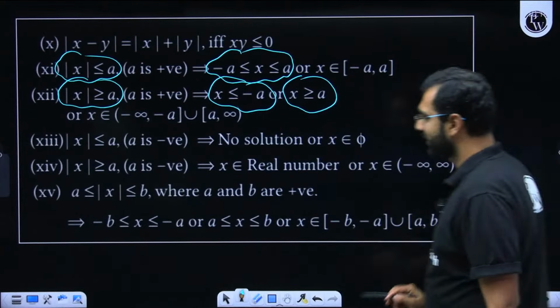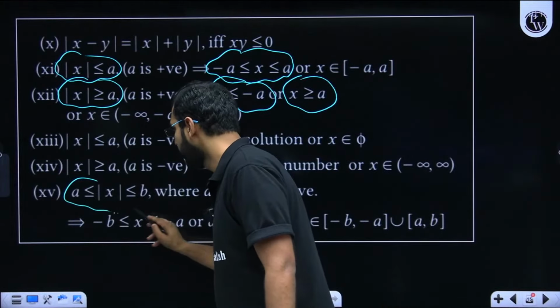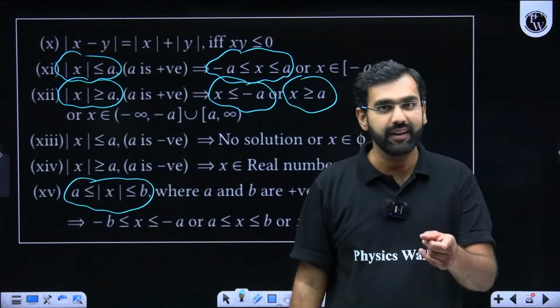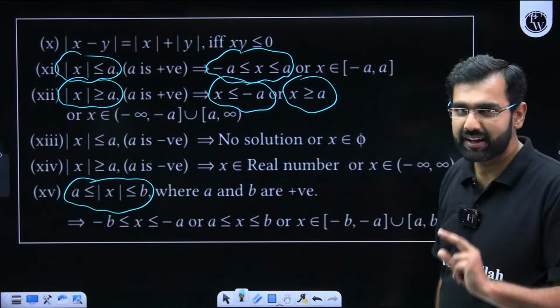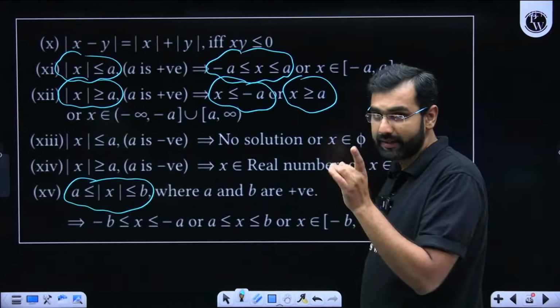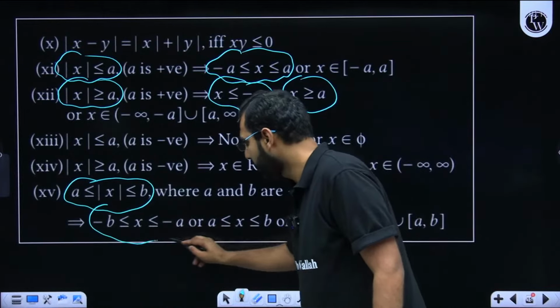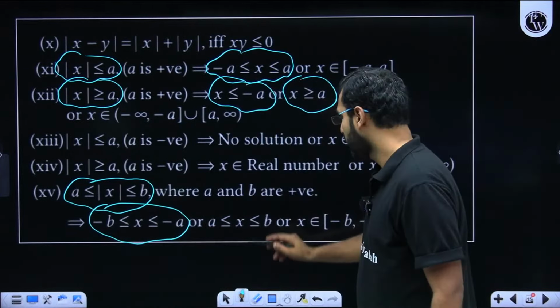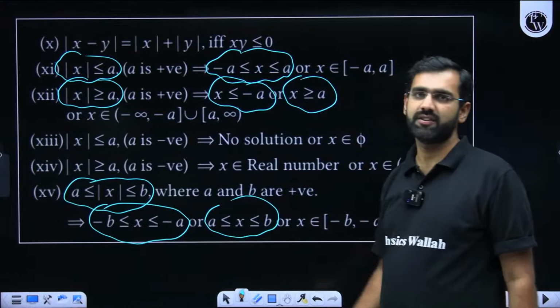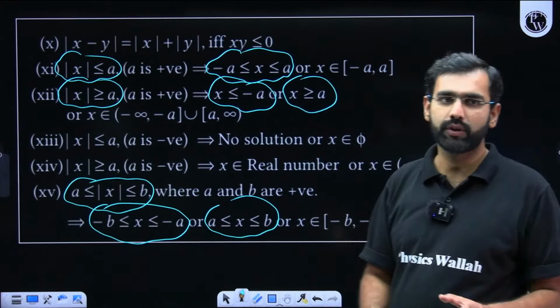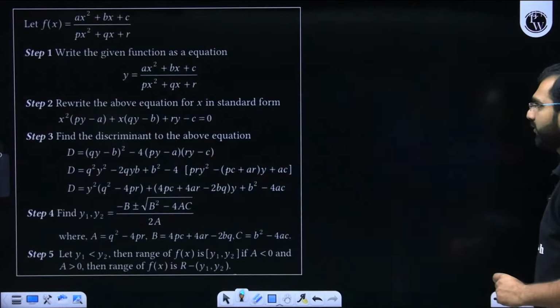With that, keep this third result in your mind too. When mod x lies between a and b, where a and b are both positive, x will be either from minus b to minus a or from a to b. Please remember these results. They are direct formulae which you have to keep with yourself. I hope there is no confusion on that.